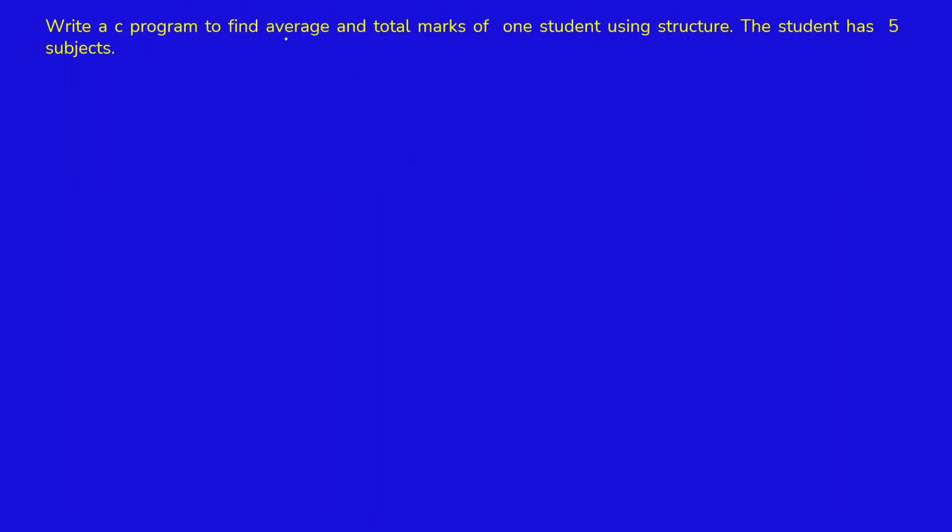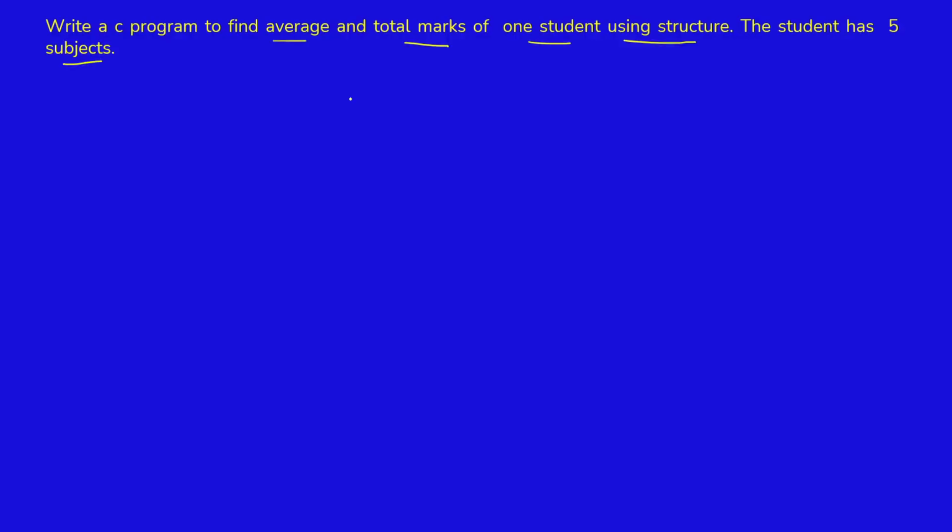Write a C program to find average and total mark of one student using structure. The student has five subjects. Here, I am going to use structure to return multiple values like average and total mark of one student will be returned from a function to main function. We know that in C program we can't return multiple values, so I keep average and total mark inside the structure. Then I will return that structure to main function to print the output.